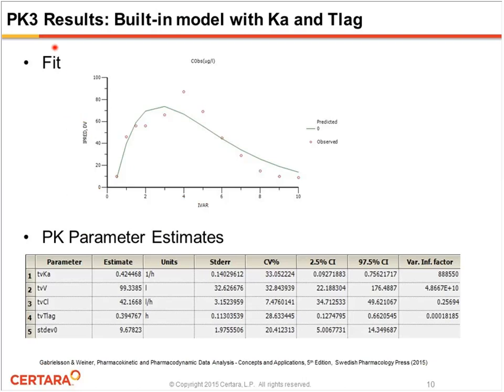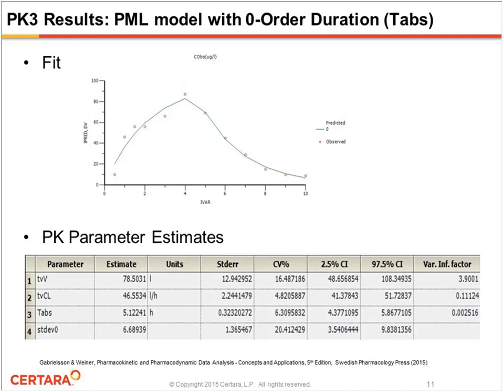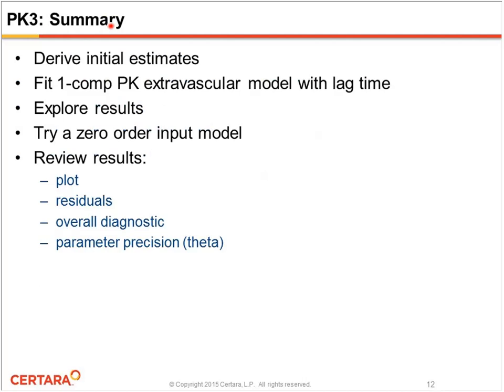Okay, so a summary of the results. This is the built-in model with first order absorption and T-lag. We did have some difficulty fitting, and this was shown in the magnitude of our residuals as well as the parameter precision not being optimal. With the zero order duration with parameter T-abs, we were able to get a better fit graphically with the predicted overlaid with observed, and our parameter precision also increased. In summary, we reviewed all of the different results comparing the zero order and the first order.